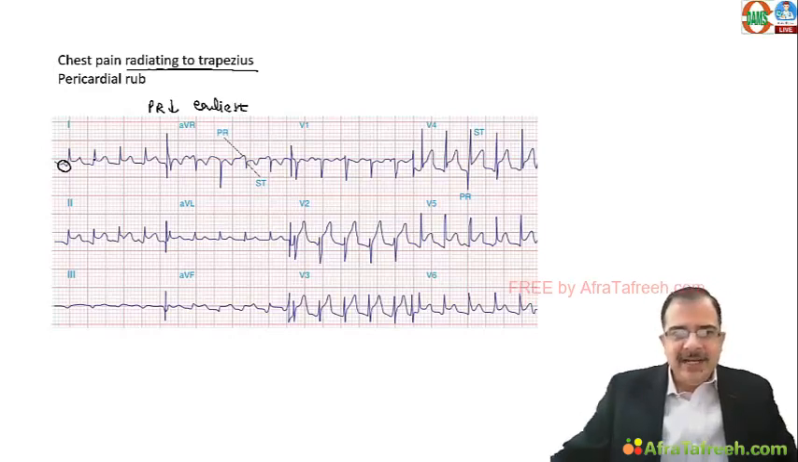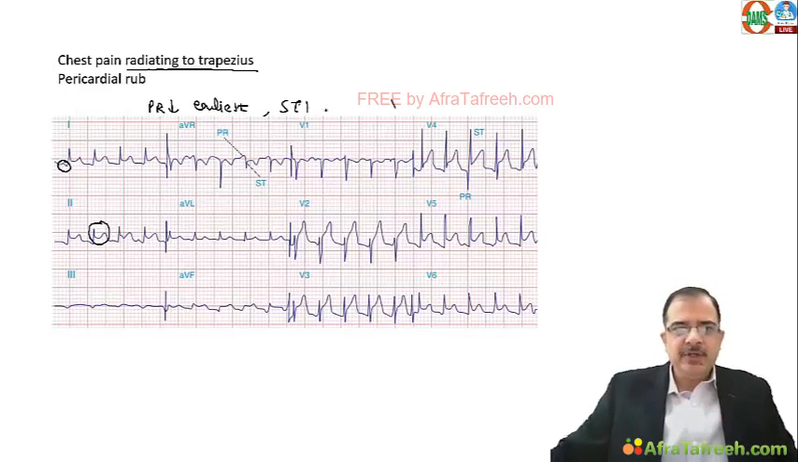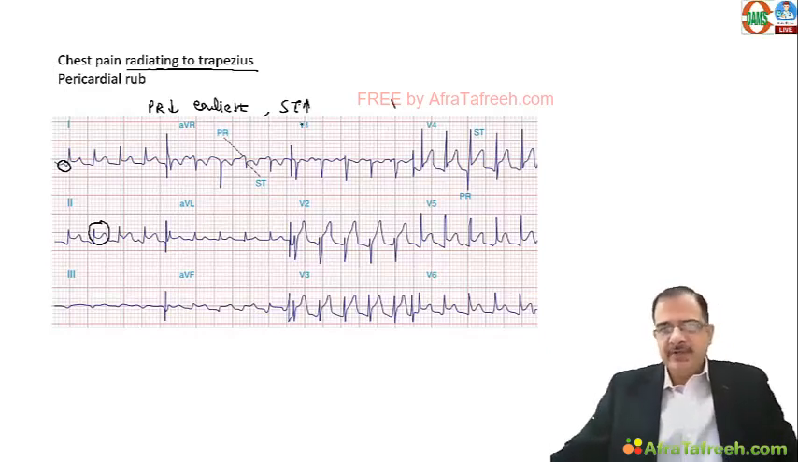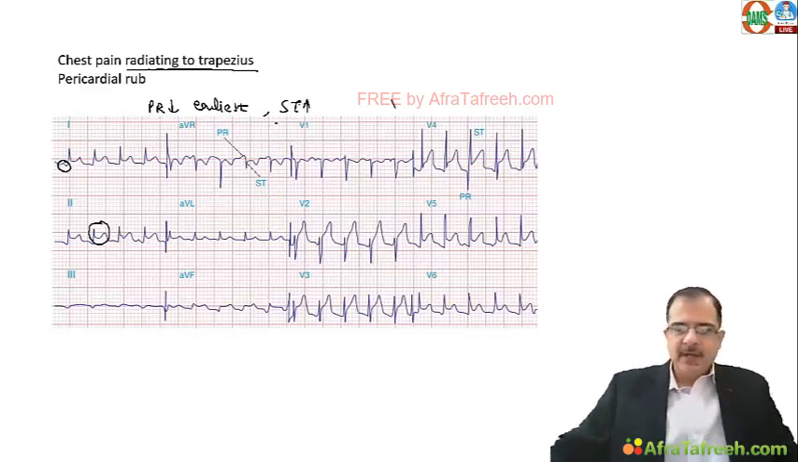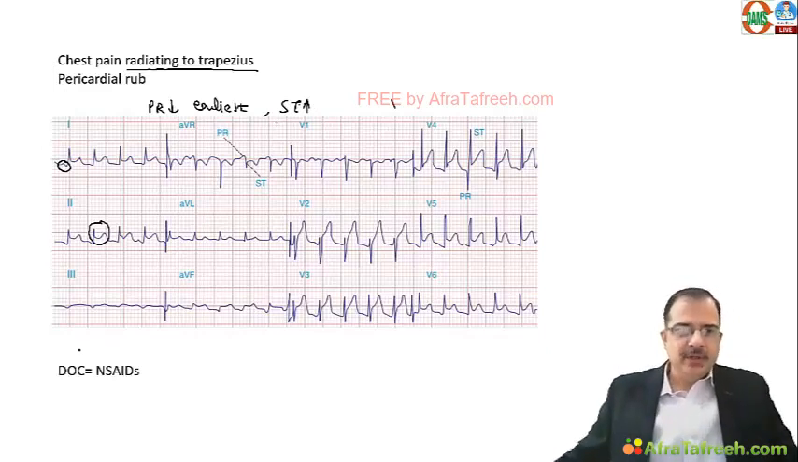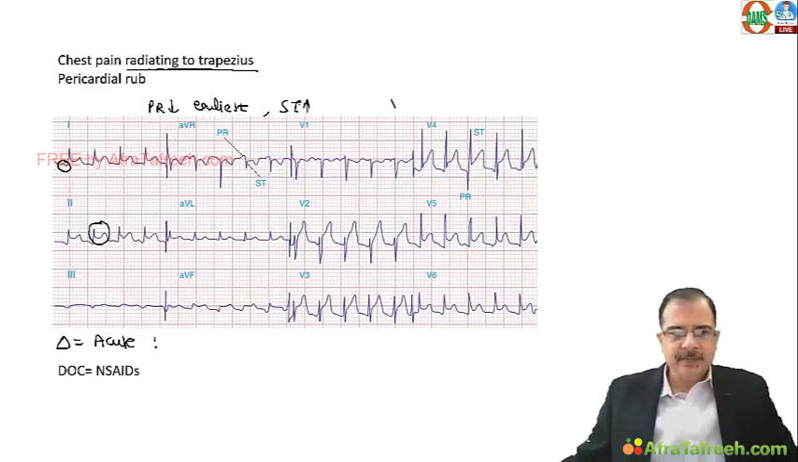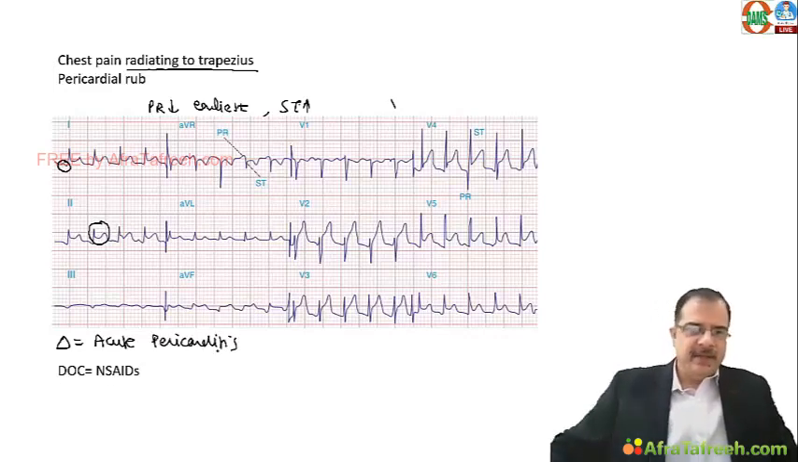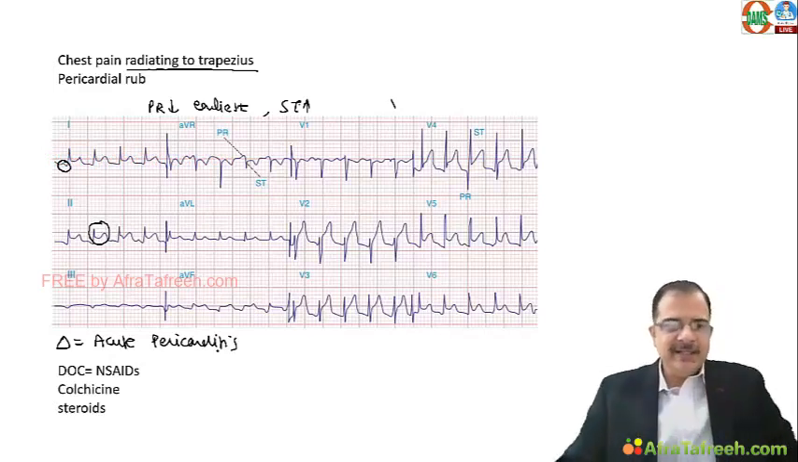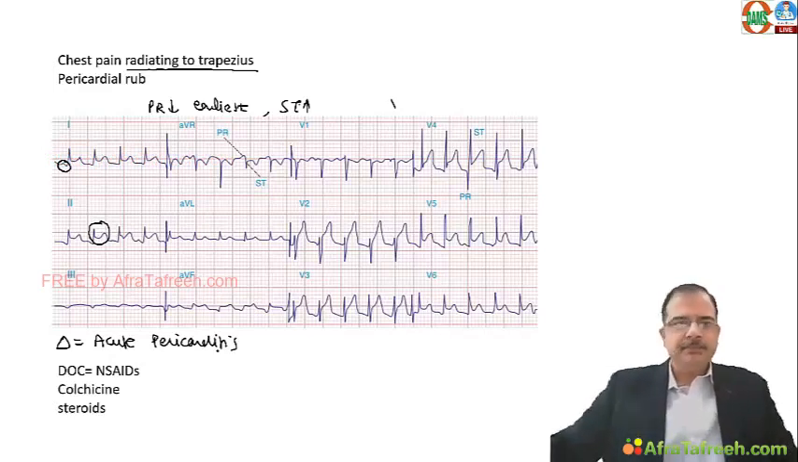While the ST elevation is concave upward. So these two features are sufficient to make a diagnosis of acute pericarditis. So our diagnosis here is acute pericarditis. The drug of choice is NSAIDs. If a patient is not improving with the NSAIDs, then we can give colchicine.